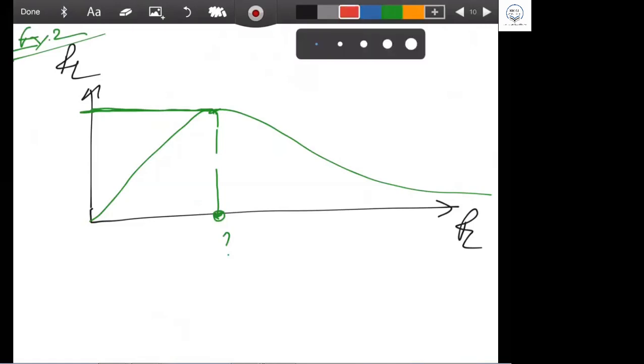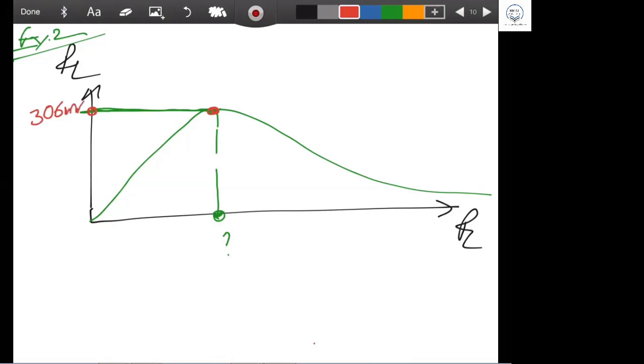RL equal to what? Maximum power we got at what RL? Example 2 we just solved. What is the maximum power we calculated? Taranum, are you there? Yes, sir. Pmax is what? Question number B. 0.306. That means 306 milliwatt. Okay, fine. Good. This is the maximum.